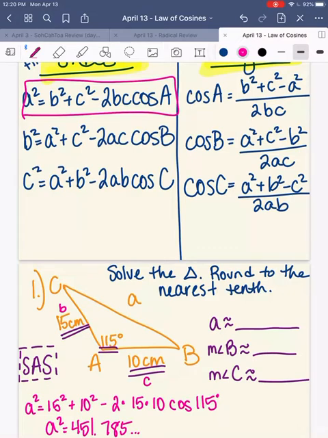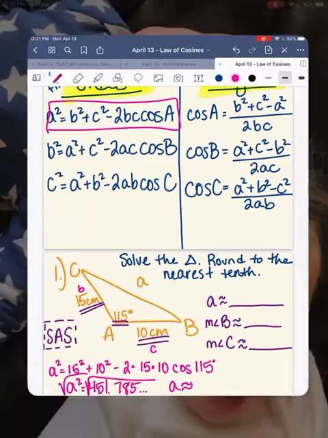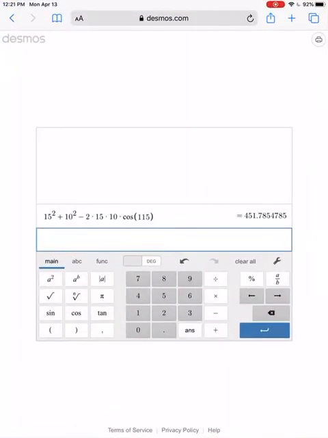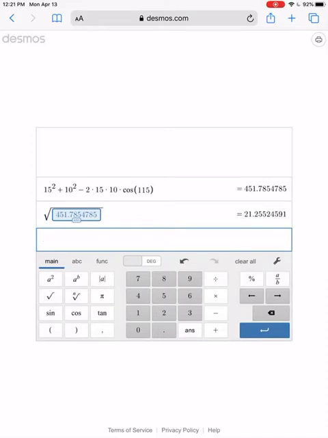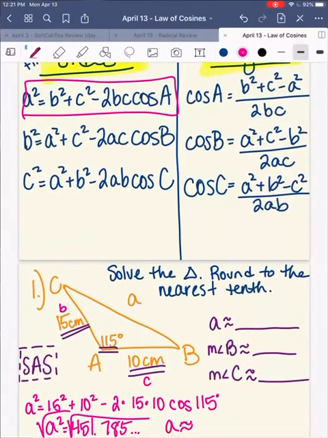And the reason is because we have this squared here. This is the side length squared. So how do we undo a squared? We take the square root. So A is approximately, we're going to go back to Desmos and do the square root, and I'm just going to type answer. And you should have 21.25. We're going to round to the tenths, so just one decimal place, 21.3.